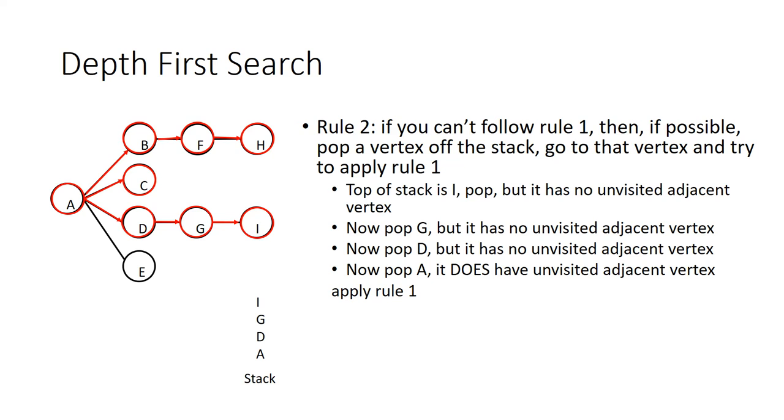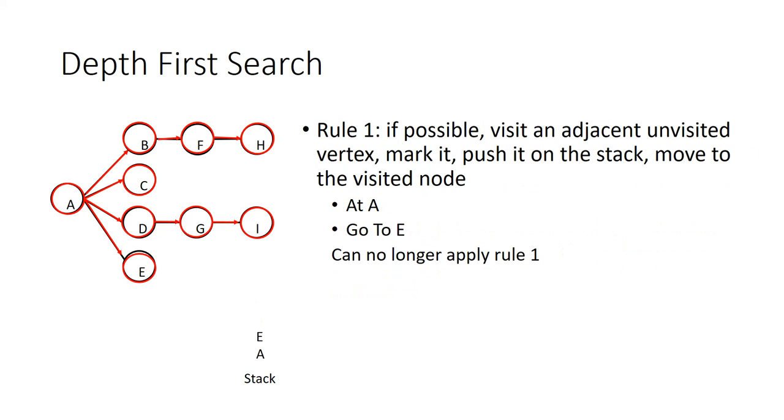So I look at the stack again. It's not empty, so I pop it. I get D, but it has no unvisited adjacent vertexes. So I pop it again, I got A. And A does have someplace else I can visit, so I'm going to apply Rule 1. So I'm at A, I'll get back on the stack, and I'll go to E.